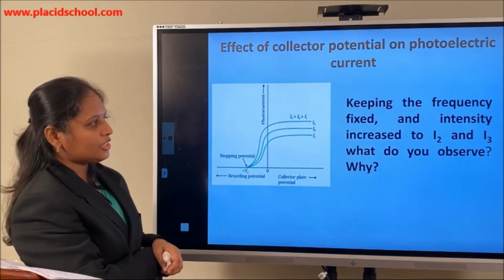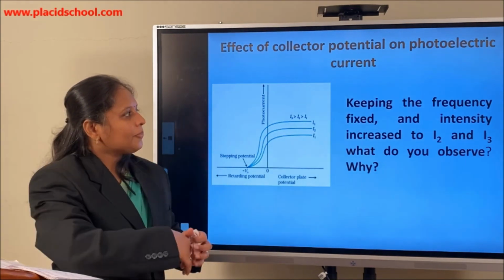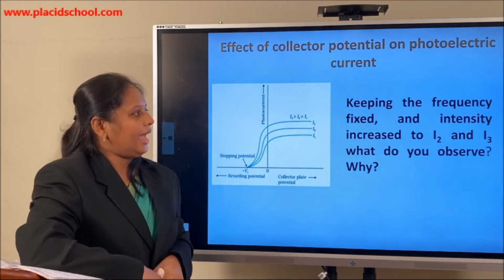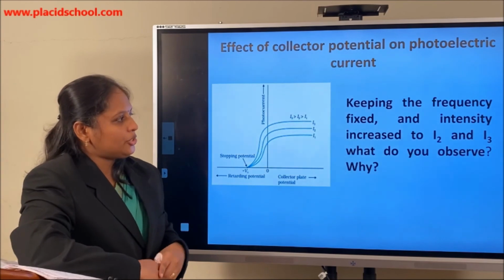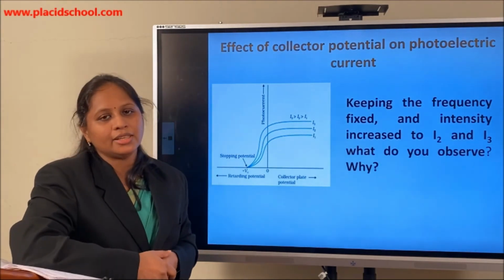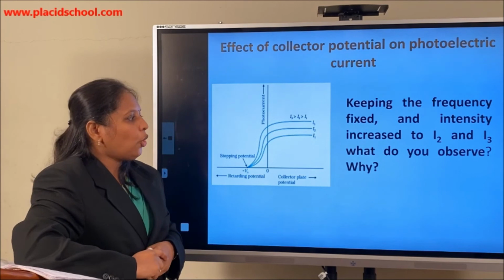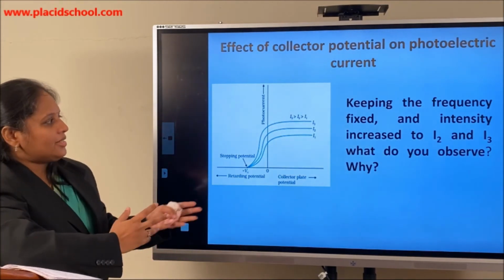Okay, what explanation do you give for this? Keeping the frequency fixed, the intensity is increased to I2 and I3, which are greater than I1. What do you observe and why? How do you answer this question?